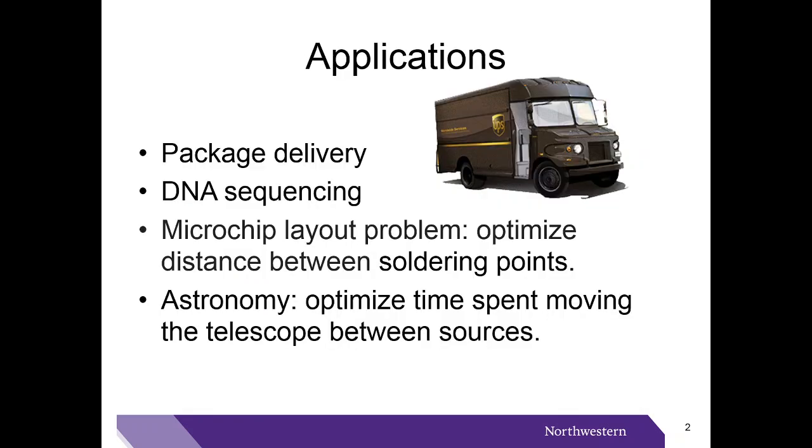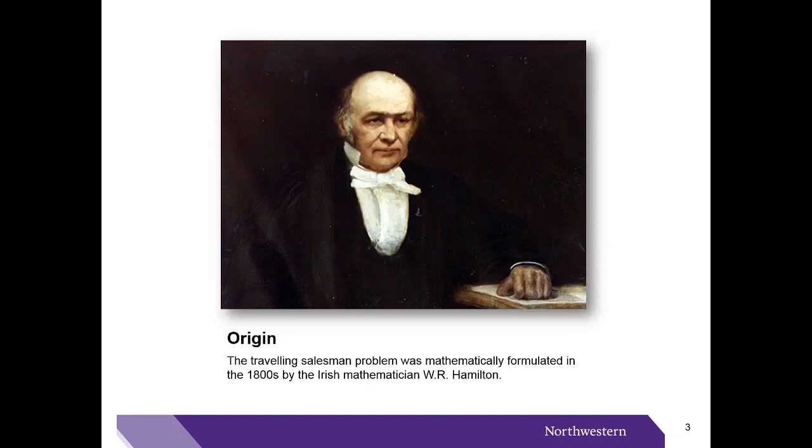For a little background on the importance of this problem, applications include package delivery, DNA sequencing, microchip layout problem, and astronomy. There are many variations on this problem, but the basic premise is the same for all the variations. The traveling salesman problem has been known for many years. It was first mathematically formulated in the 1800s by the Irish mathematician Hamilton.